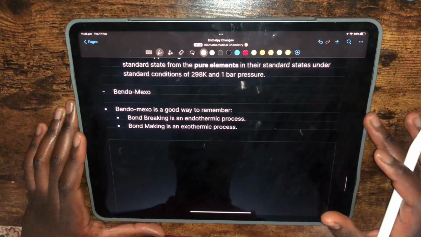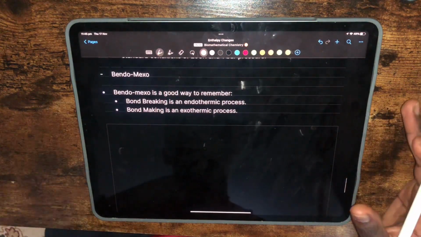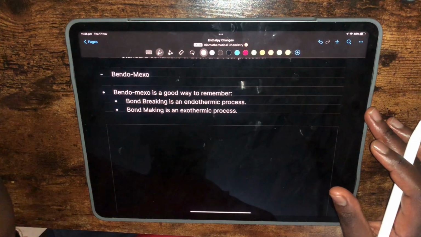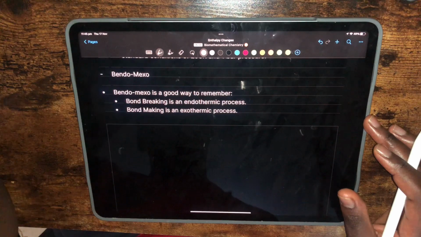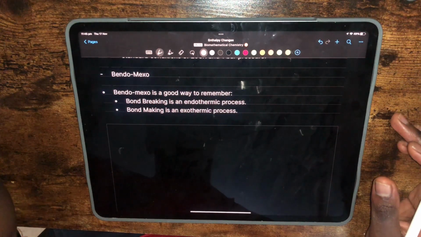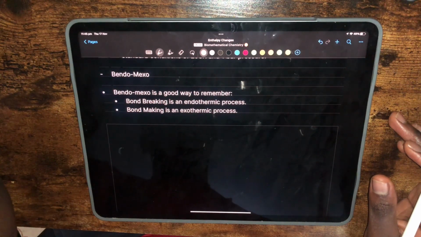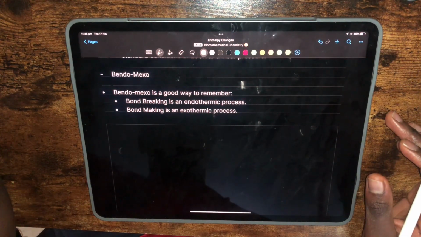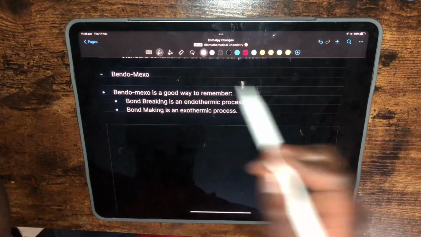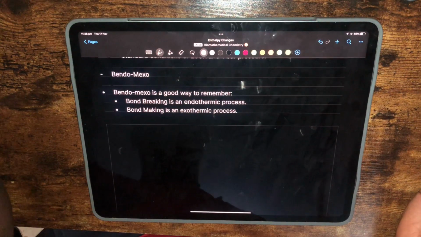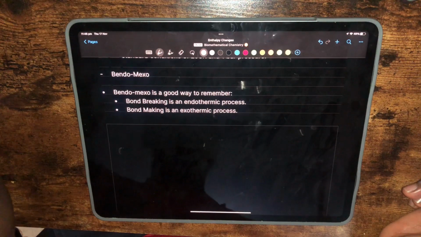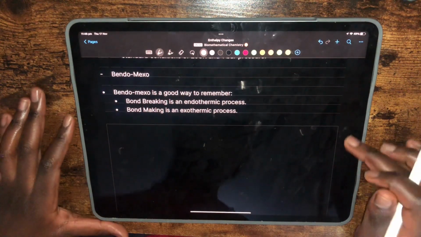Alright, and finally, one thing that I never really used, I just remembered it, but if you ever struggle between understanding endothermic and exothermic, which one's bond breaking and which one's bond forming, you could use this acronym here, bendo-mexo. And it's a good way to remember it. So bond breaking is an endothermic process. So bendo, bond breaking, that's an endothermic process, and bond making, which is the mexo part, is an exothermic process. So that's one way you can do it, but I just remember it.